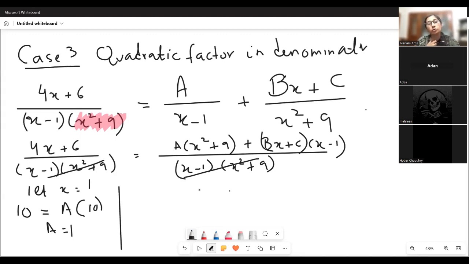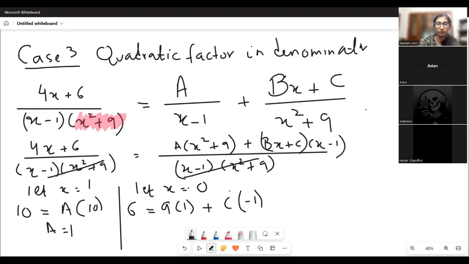Next, I am going to take x as 0 because that will eliminate b and I will be able to find the value of c because I already have a. So let x equal 0. So we get 6 on the left hand side, and on the right we have 9a, which is 9 times 1, plus b becomes 0. So we have c times 0 minus 1, which is minus 1. So we have minus 3 equals minus c. So I'm getting c equals 3. That is correct as well.